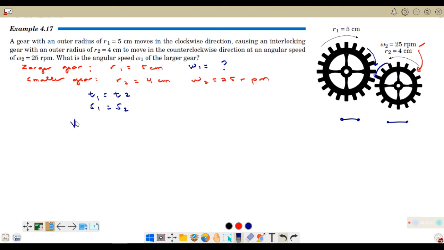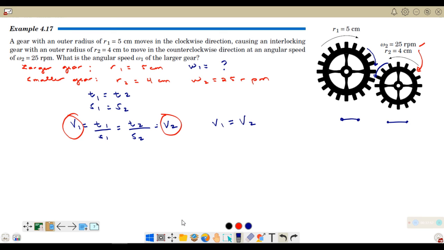So here, V sub 1 is equal to S sub 1 over T sub 1. And we know that T sub 1 is also equal to T sub 2. And S sub 1 is equal to S sub 2. Right? Therefore, V sub 1 is equal to V sub 2. So we can write here, V sub 1 is equal to V sub 2.